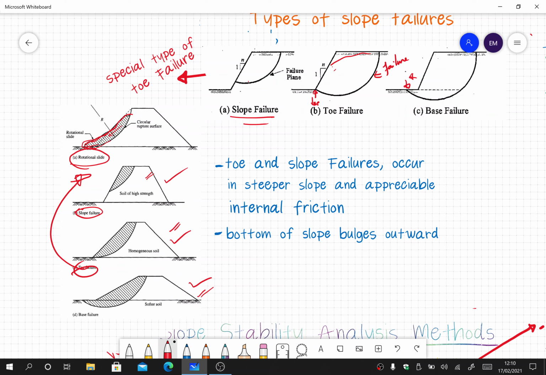base failure. The important thing in a base failure is that the topsoil is firmer or stronger and the soil below the slope, or the foundation material, is softer soil. In such cases we have more chances of a base failure.